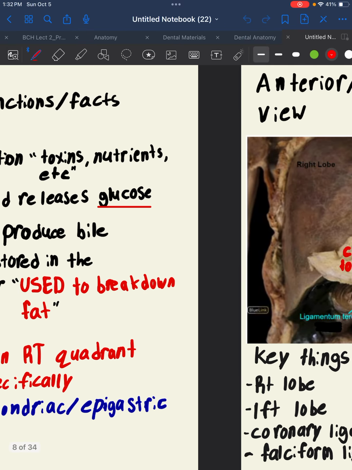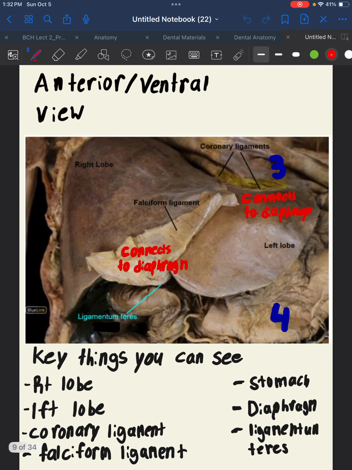But we're going to go on to the actual structure of the liver here. So as you can see, here is the right lobe. Here's the left lobe. Now this little ligament right here is known as the falciform ligament, and that's going to separate the right lobe from the left lobe. And at the bottom of the falciform ligament is going to be something known as a ligamentum teres. So the inferior aspect of the falciform ligament is known as ligamentum teres.